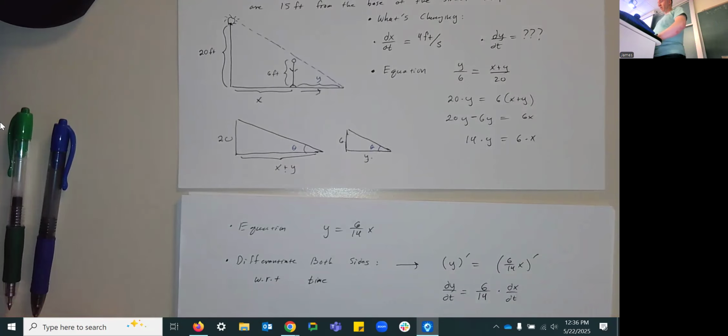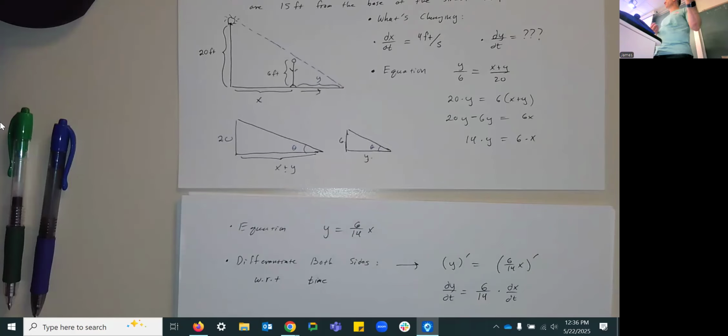I'm going to plug in dx/dt equal to 4, and there's nowhere to plug in x equal to 15 feet, which is kind of unique. That doesn't usually happen. Usually it matters how big the circle is, or how much volume is in your cone, or how far away from the lamp you are. But it doesn't actually matter here.